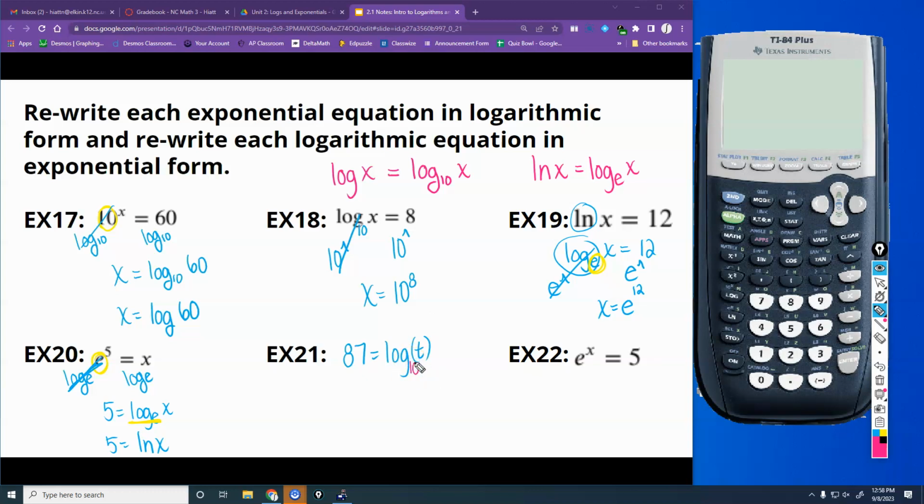If I see just a plain log, and there's no little number, then it's got an invisible 10 right there. That invisible 10 that was hiding is what we've got to get rid of. To get rid of it, we have to do 10 to the power. 10 to the power will get rid of this over here. 10 to the 87 would be T. 10 to the 87 has 87 zeros. That's a big number.